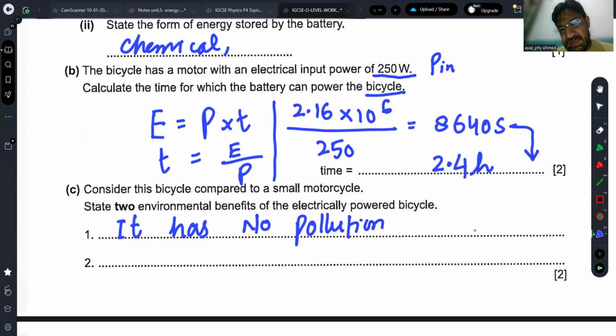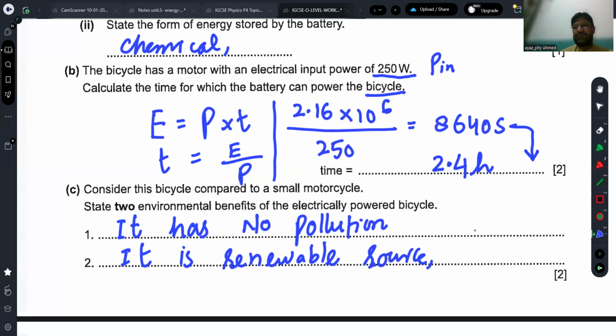One thing. Secondly, it is renewable, right? It is using a renewable source. For example, you are going to use it, you are going to charge it. So fossil fuel is not renewable, it will be consumed. That is one of the problems.